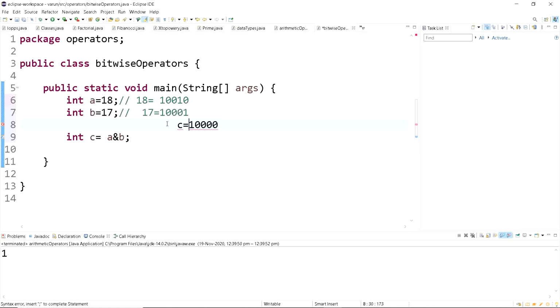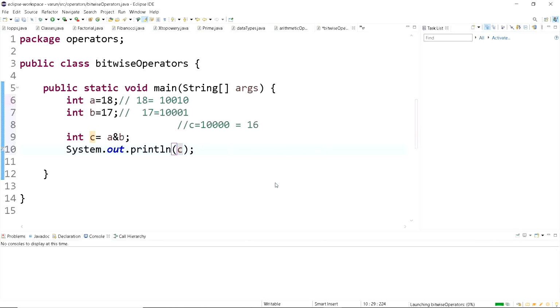When you convert this number into decimal, it will be equal to 16. Again, don't worry about how to convert decimal into binary and binary into decimal. We'll discuss this later. For now, we'll just look at how the AND operator works. Now let us see if the answer is 16 or not. Yes, the answer is 16. So this is how the AND operator works.